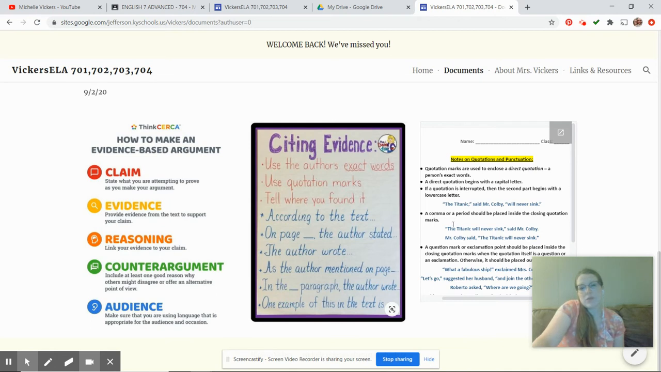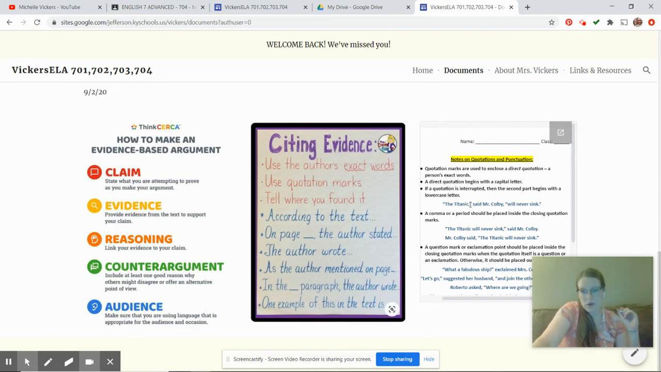I'm trying to think of an example of when you would do this. "Cell phones are too distracting in class," said the author on page 4. "They will never be fully integrated in schools." Okay, if you're breaking apart the quote, which you can do, then this is how you do it.